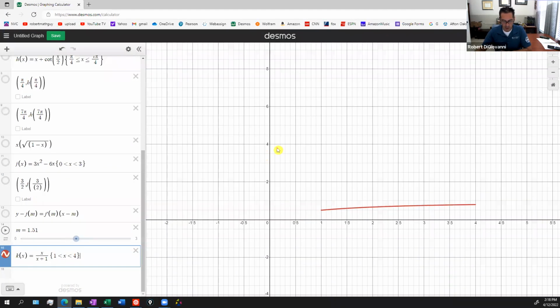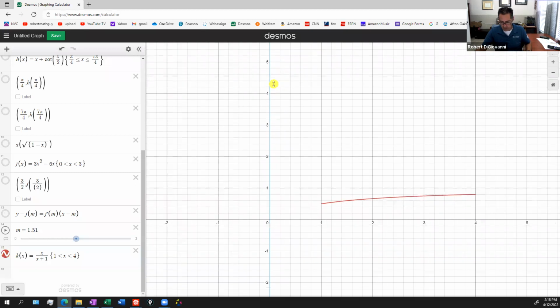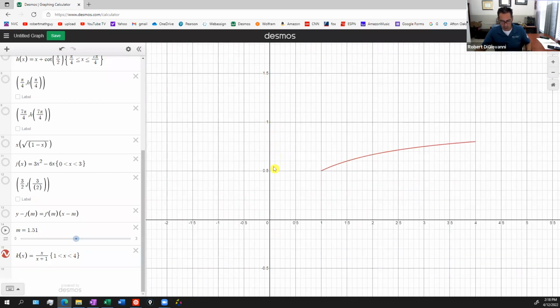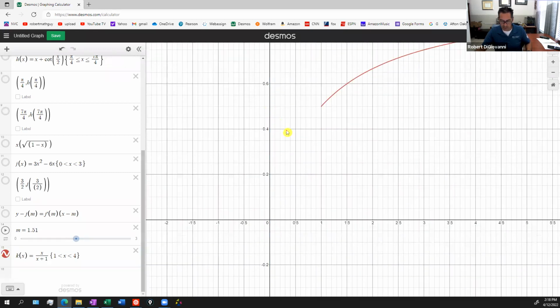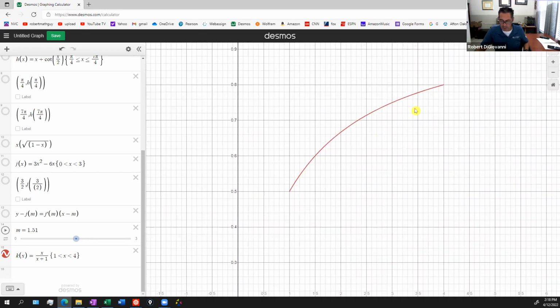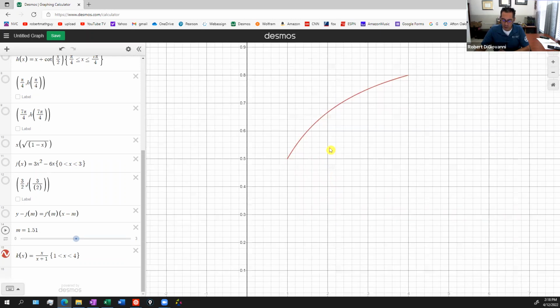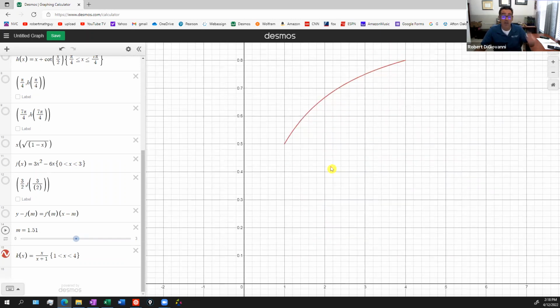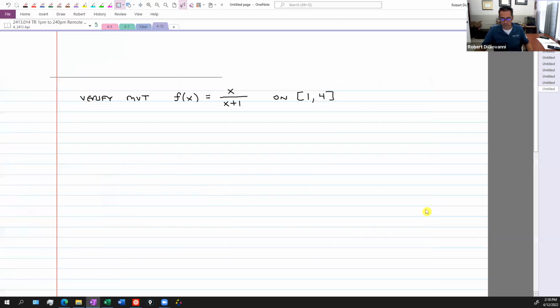All right, so here's our graph. It's kind of hard to see. I'm going to exaggerate it quite a bit. There we go. That exaggerates the graph so we can see what's going on. So if we connect these two endpoints together with a straight line, there's some place in the function where we're going to have a tangent line that's parallel, right? We've got to find where it is.